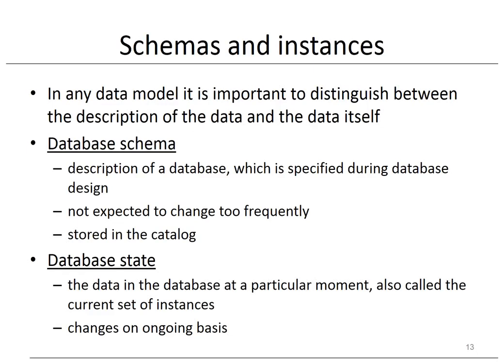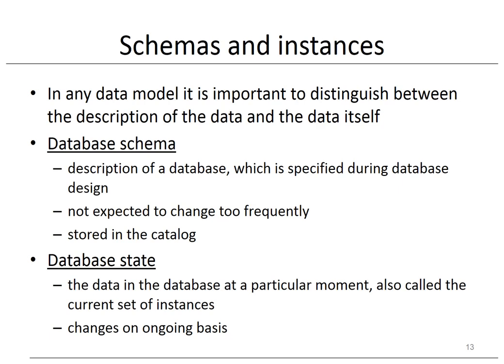In any data model, it is important to distinguish between the description of the data, or data definitions, and the actual data itself. The database scheme provides the description of the data. It specifies the various data concepts, their relationships, constraints, etc. It is specified during database design and is not expected to change too frequently. It will be stored in the catalog, which is the heart of the DBMS.